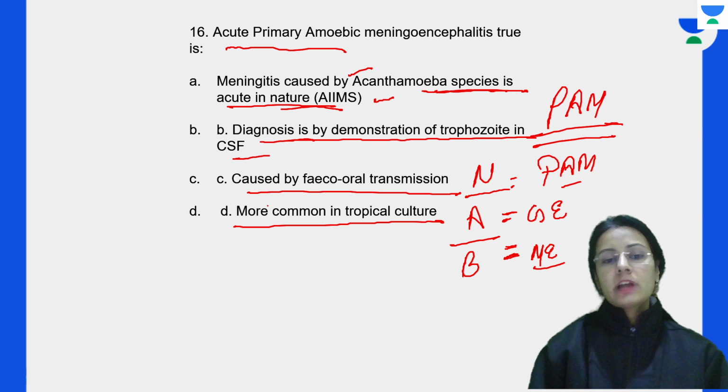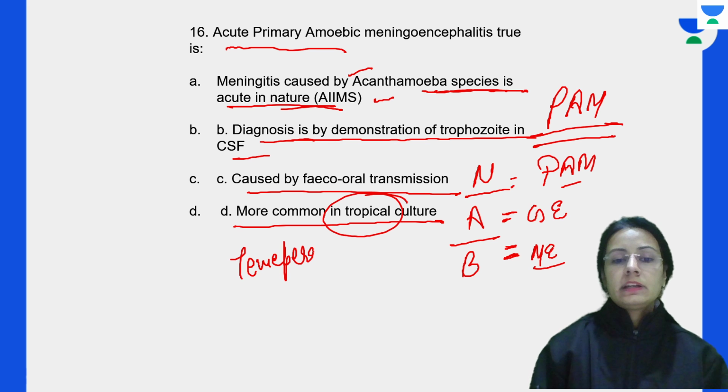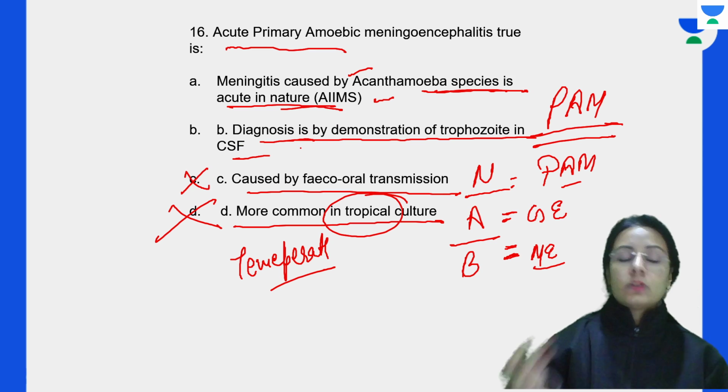So, which one is true? Now, coming to each one. PAM, that is caused by Naegleria, is more common in the temperate areas, not in the tropical. So it's wrong: it is caused not by fecal-oral transmission but by water and swimming in the water.